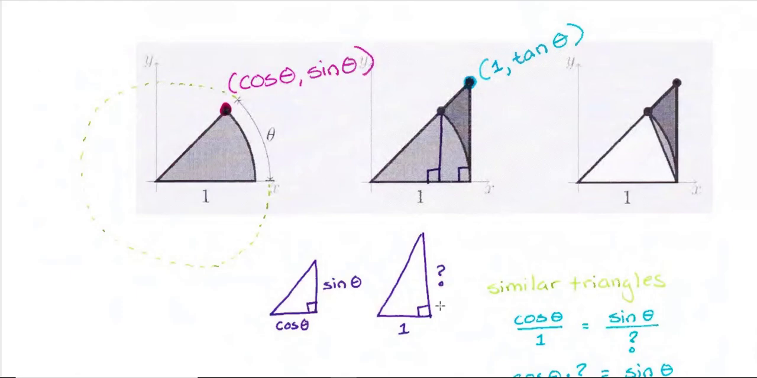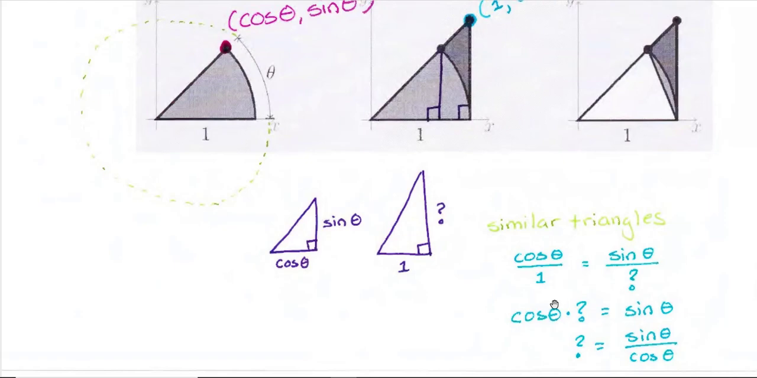But this is forming similar triangles because these angles are the same, right? 90 and 90. This angle is the same for both of them. So then this upper angle here must be the same for both of them. So we have similar triangles. And if we remember about similar triangles, the ratios of their lengths of their sides are going to be the same. So cosine over 1 will be the same ratio as the sine over whatever this question mark is here.